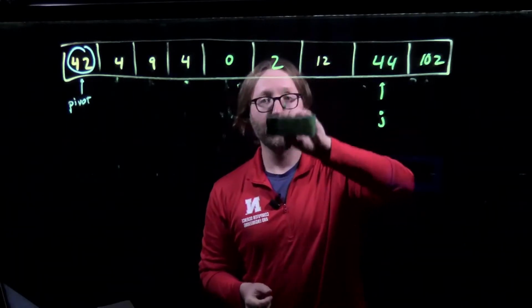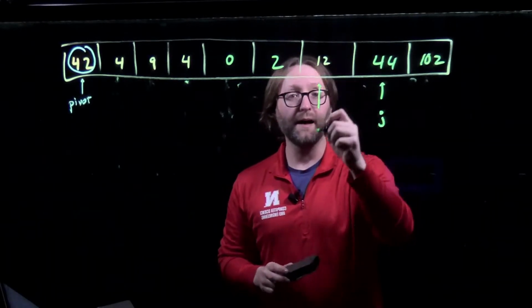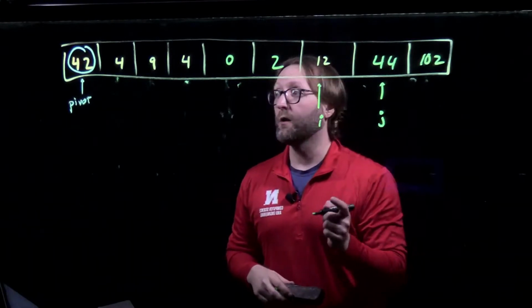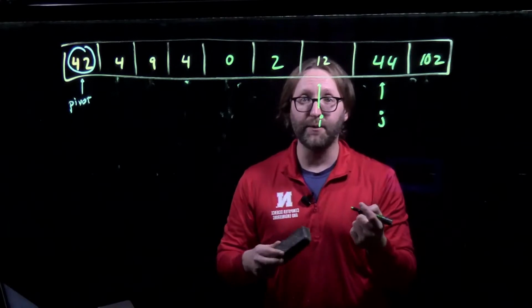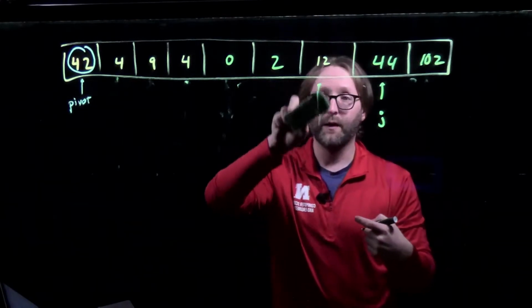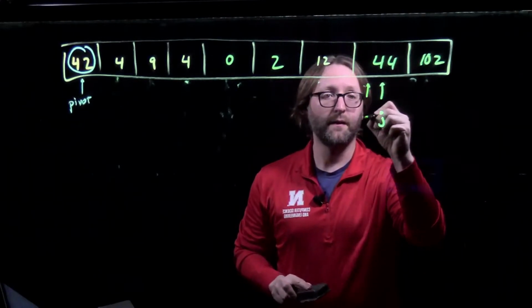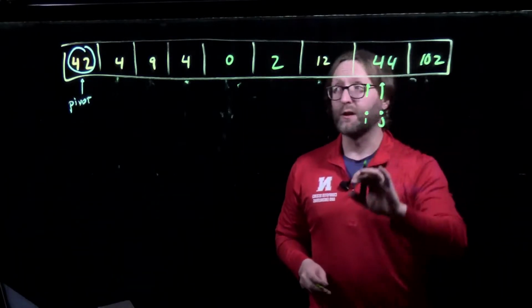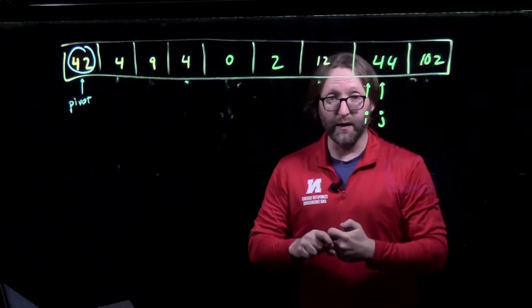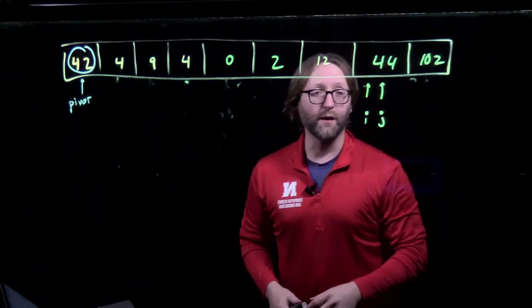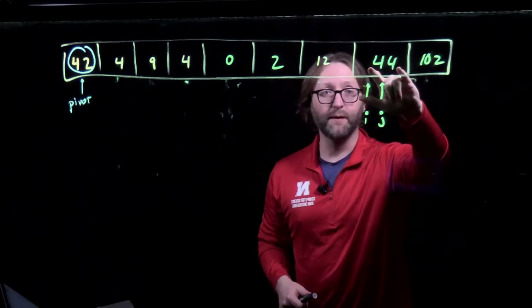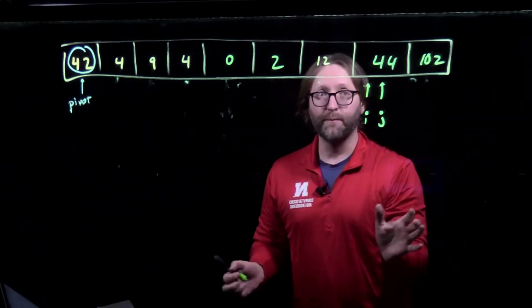Again, we start with I. It moves over here. Now it's referring to 12. 12 is less than 42, so it's less than the pivot. It's on the correct side. So we increment I again. And at this point, it doesn't matter that it's looking at 42, and 42 is on the correct side over here. But I and J are now referring to the same element. So at this point, we stop, right?